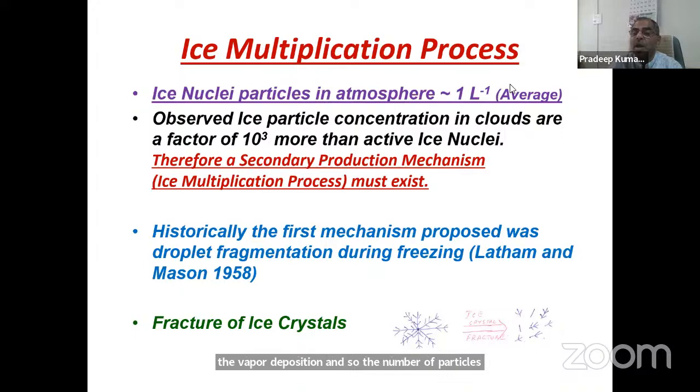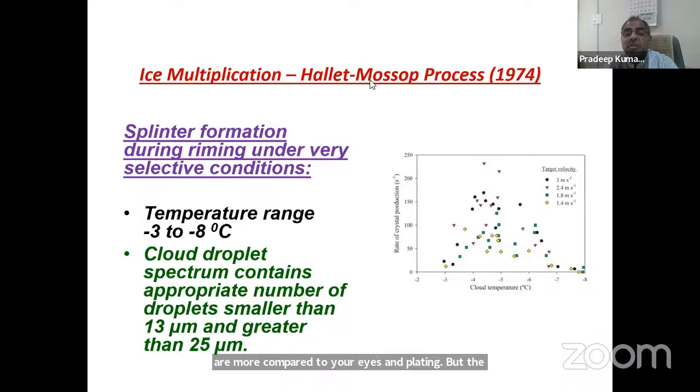Another multiplication process is the Hallett-Mossop process, which is mostly invoked in numerical cloud models when they run them. Here, splinter formation during riming is a very selective process. Now, riming is a process wherein your supercooled droplets are colliding on an ice crystal and freezing. So a cloud should have a particular size of droplet spectrum. It cannot be smaller than 13 micron and greater than 25 micron. And this is the experimental result of Hallett and Mossop.